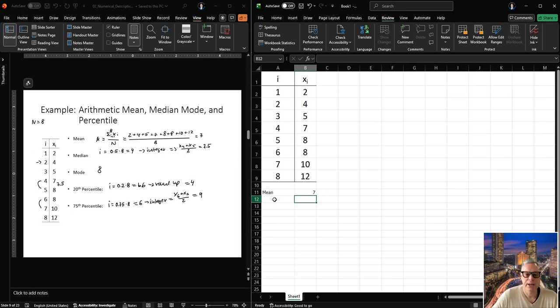What about the median? Yeah, the median, so the formula for the median is equals median. Now we need to read in again the data, which is already sorted, of course. Okay, so that's also the same, 7.5.